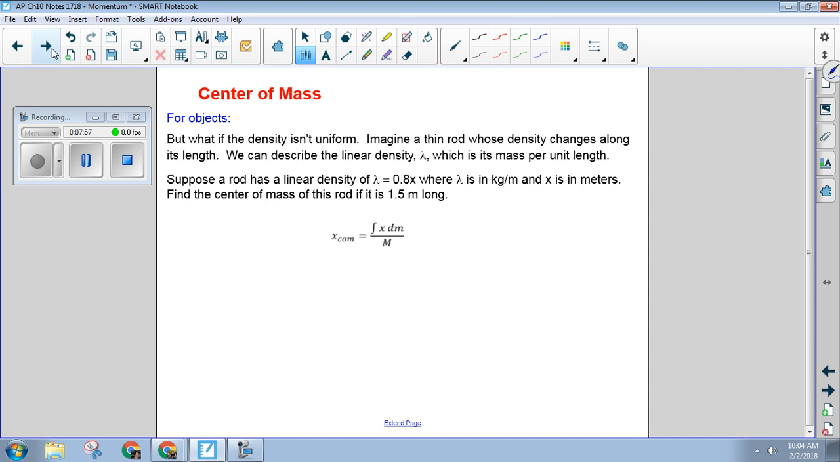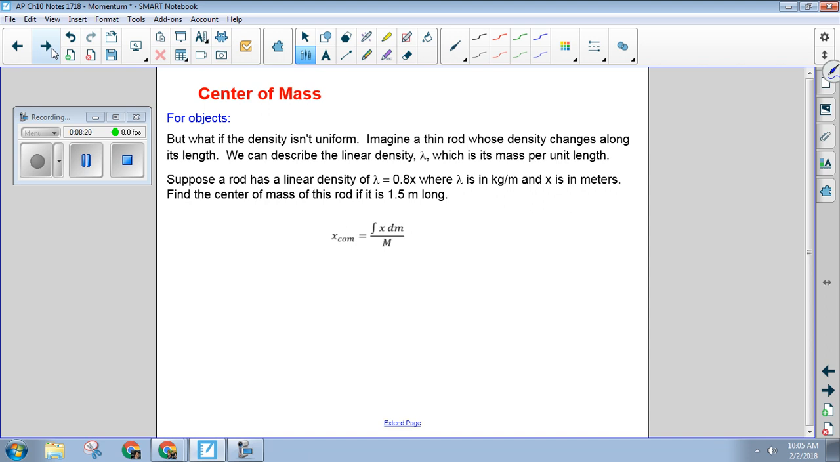So what happens if the density is not uniform? Okay? So this can get crazy complicated. For the purposes of the AP test, what you are expected to know how to do is deal with a linear shape, like this, more or less a straight line. The dimensions up and down and forwards and backwards are nowhere near as important as the length of it this way, right?